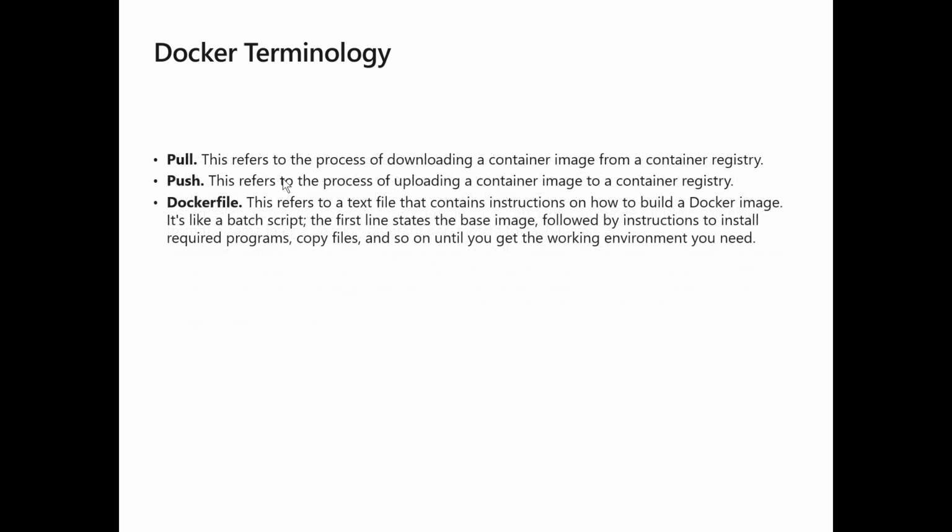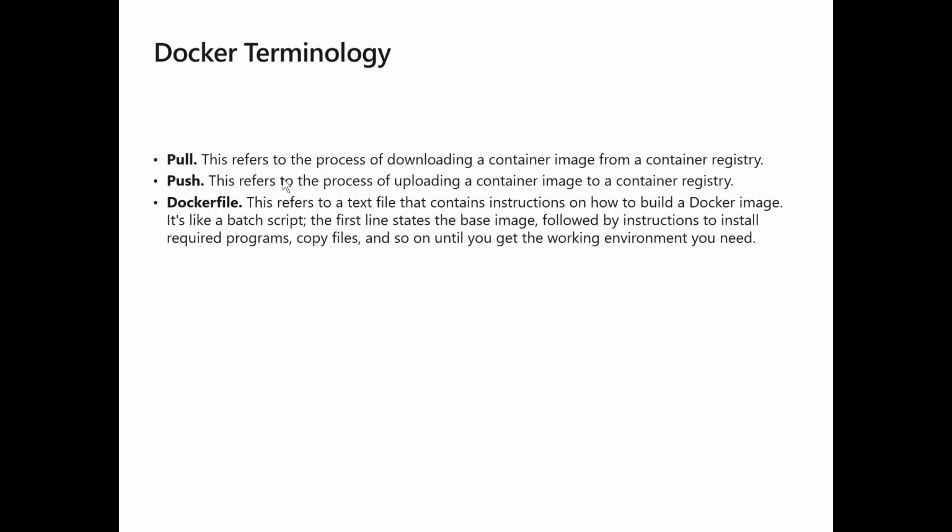Push and pull. Pull means pulling images from the container registry, or downloading the images from the container registry, which is a centralized registry to host different sets of images. One example of a Docker registry is Docker Hub. Push is the process of uploading your images into the container registry.